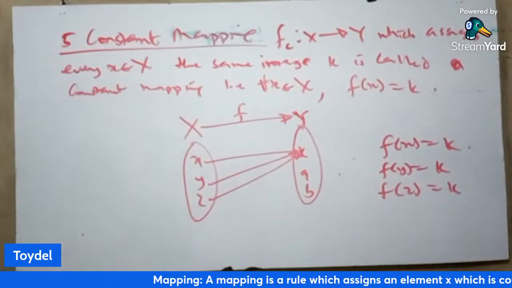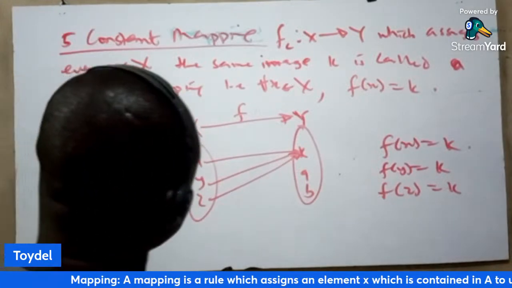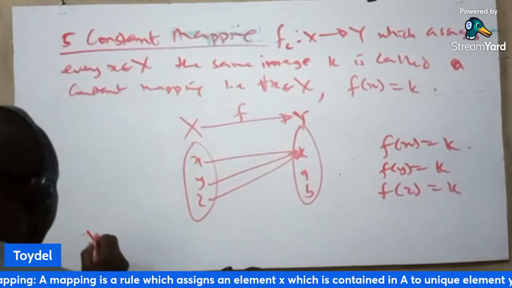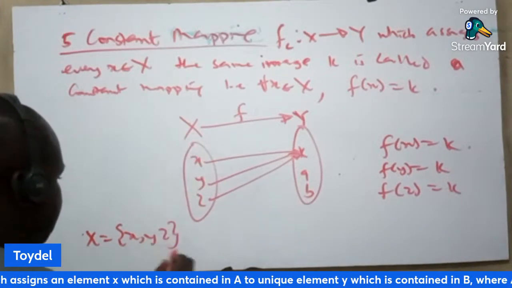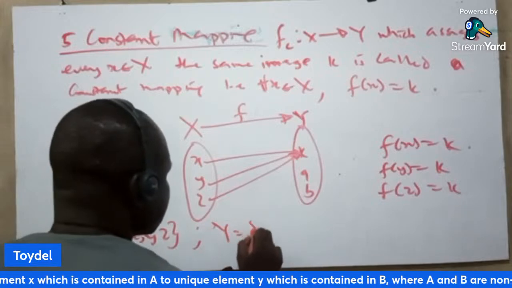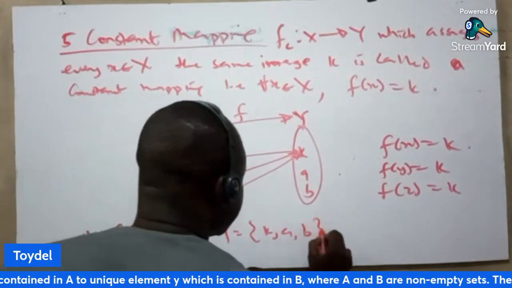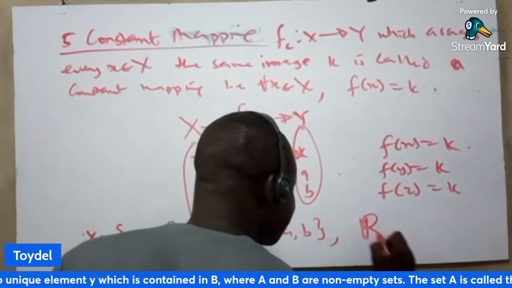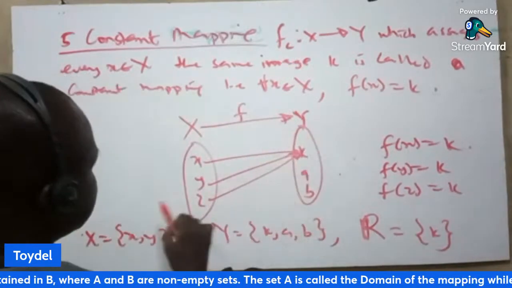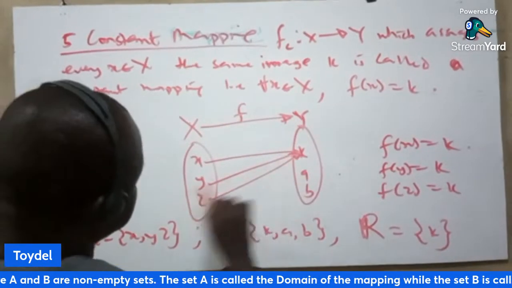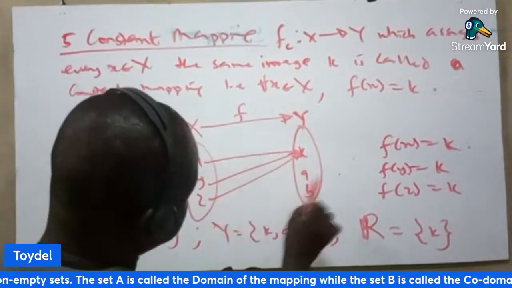In this case now, the range consists of only one element. So here now, the domain is equal to what? x, y, z. The codomain Y is equal to k, a, b. But here the range will have only one element, k, because the range under codomain is the image, that is, the element that something is being mapped into.